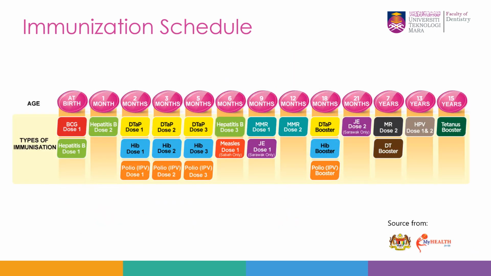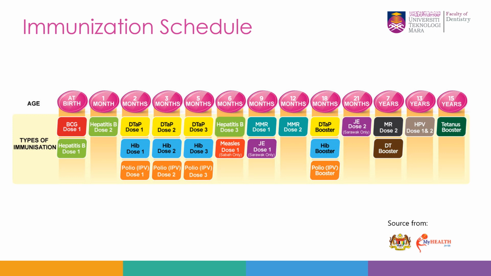All right, this is one of the last slides. This is the immunization schedule in Malaysia, taken from the Ministry of Health website. If you look at the diagram here, it starts at birth, all the way to age 15, where BCG is given as the first dose at birth, and then all the way to 15 years old, when we give a tetanus booster.